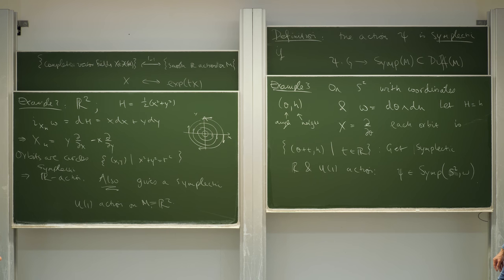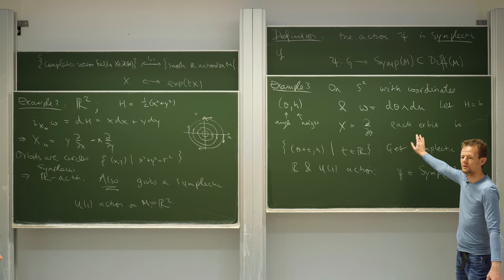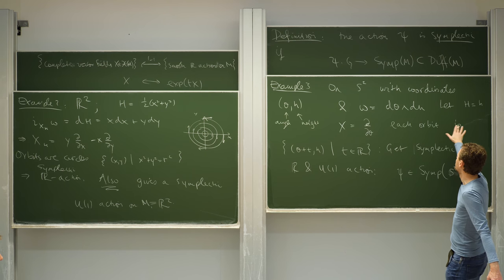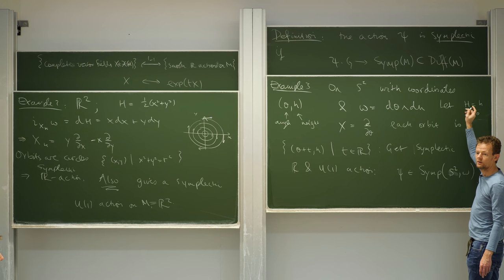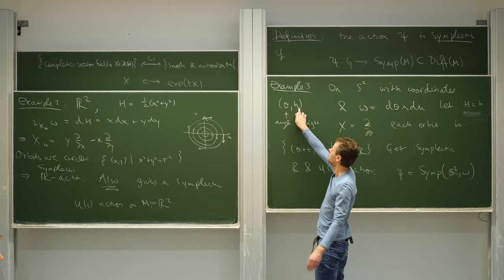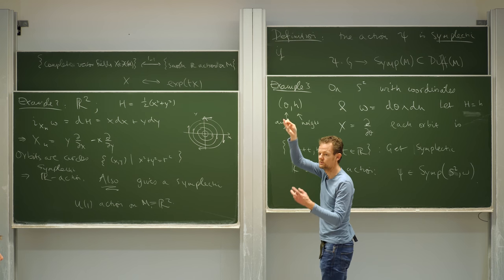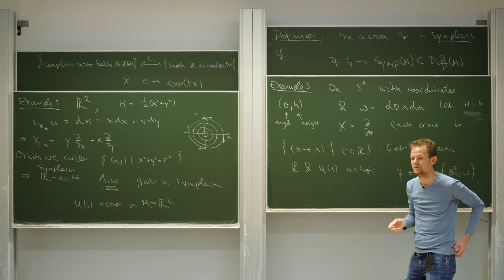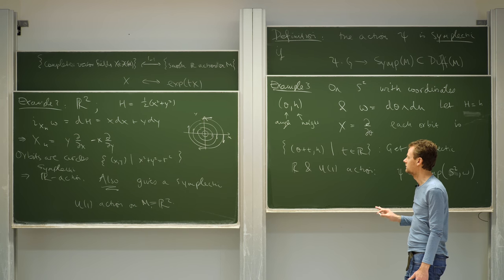Yes. Would we then get a smooth SO3 action? Oh, okay. So the question is, if instead of the Hamiltonian being the height function, we used the angle as well, the coordinates θ and φ, the two different angles, would we obtain a smooth SO3 action? Well, not as written here.